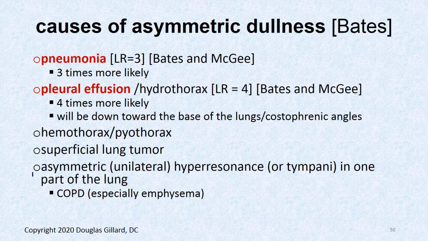And let's see, asymmetric hyperresonance is COPD. It could be unilateral or bilateral. It's probably going to be bilateral. Usually they have COPD in both lungs.